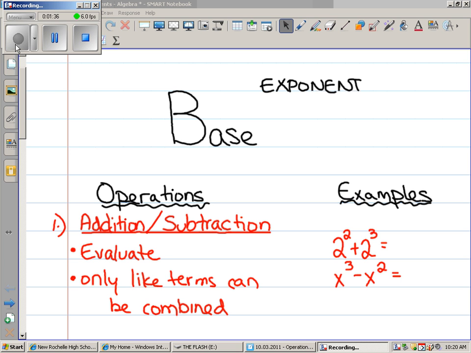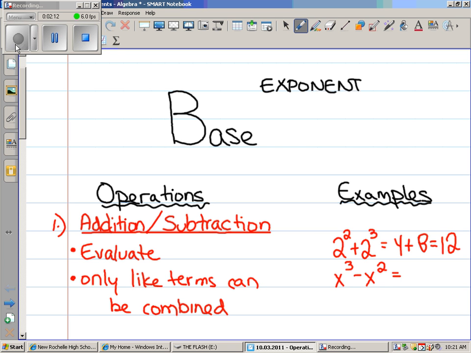Do you add the numbers on top? Do you add the numbers on the bottom? What do you do? Nope, you just evaluate them. And you can only combine like terms. Like that first one. Does anybody know what 2 squared is? What's 2 cubed? Not 6. Yeah, 8, because 2 cubed is 2 times 2 times 2. So the first one is going to be 4, and the second one is going to be 8. You know what 4 plus 8 is? 12. And how about that second one?